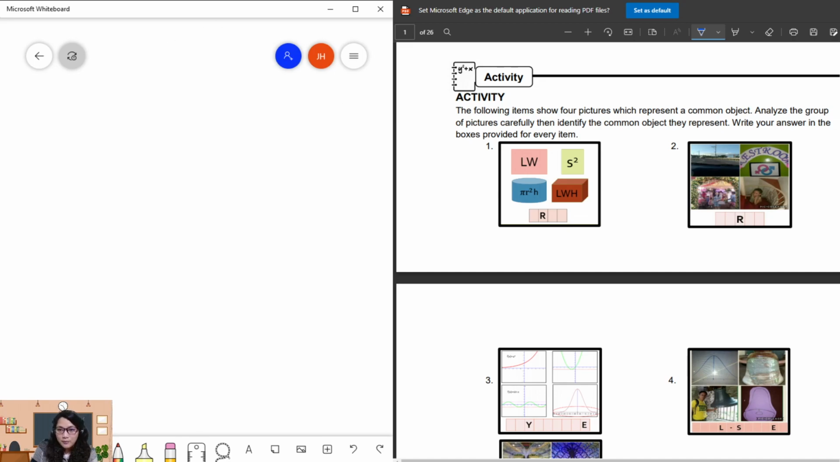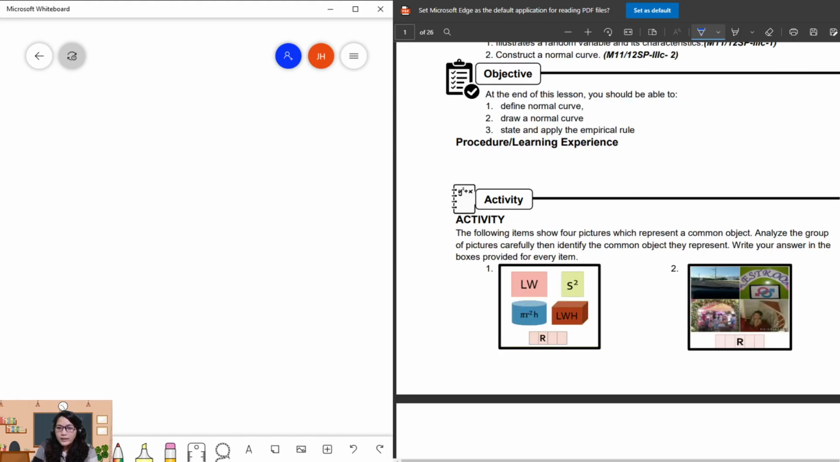So what can you see about these pictures here? What is this? What do you think is the answer for this one? What is this? Length, width. This is the square root, right? Length, width, height, that is the volume. This one is what? Alright, so what can you say about these pictures that is on your activity?